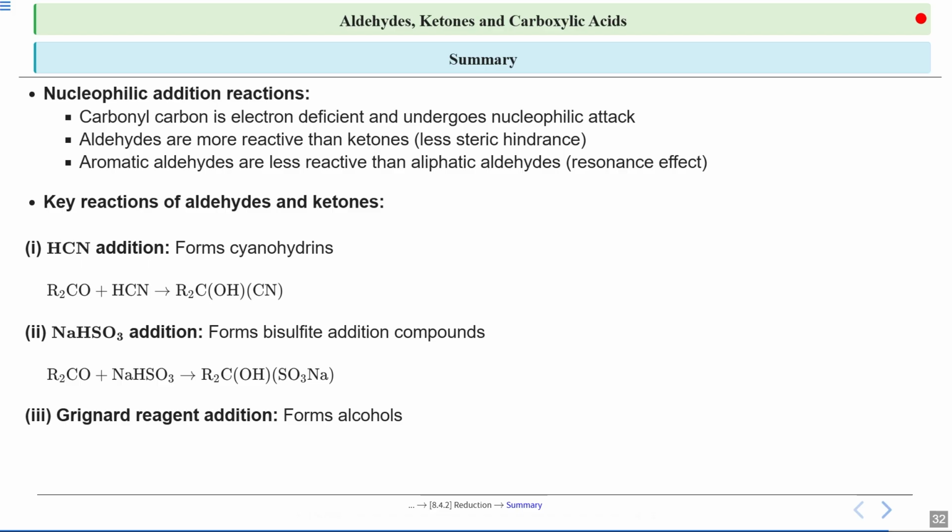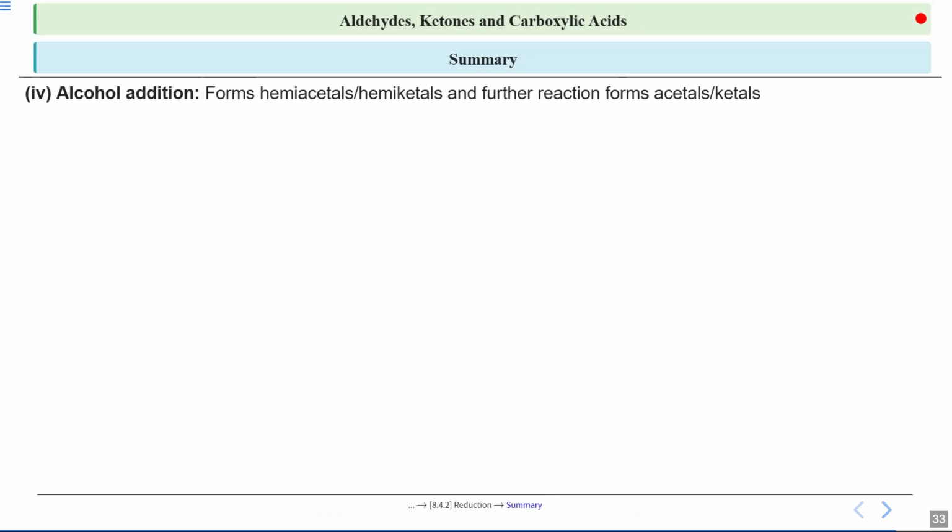Similarly, this is Grignard reagent. Grignard reagent addition forms alcohols. When you react a carbonyl compound with RMgX, you get an alcohol. When there is alcohol addition, it forms hemiacetals and hemiketals, and on further reaction they form acetals or ketals. Look at this reaction: when you react a carbonyl group with alcohol, you get a hemiacetal or hemiketal, and when you react this further with another molecule of alcohol, you get a ketal or acetal.